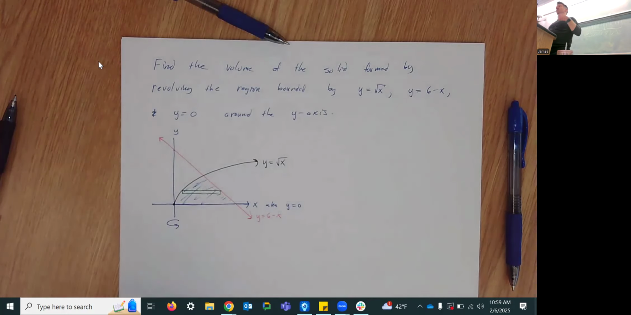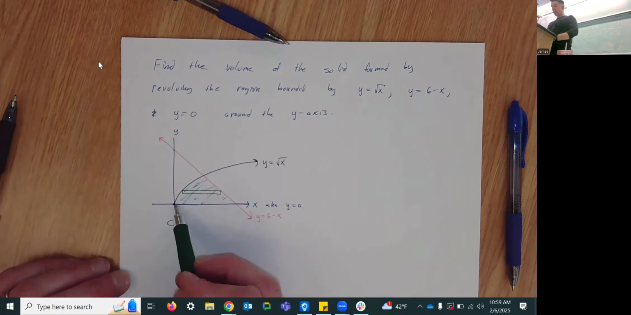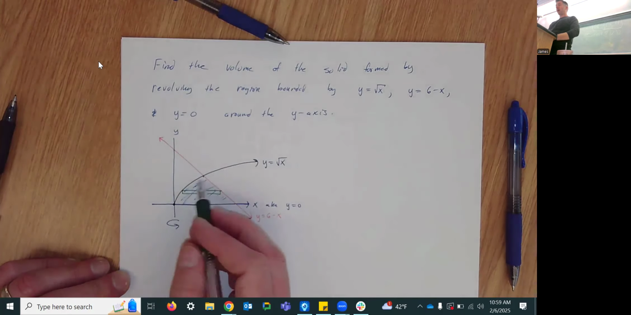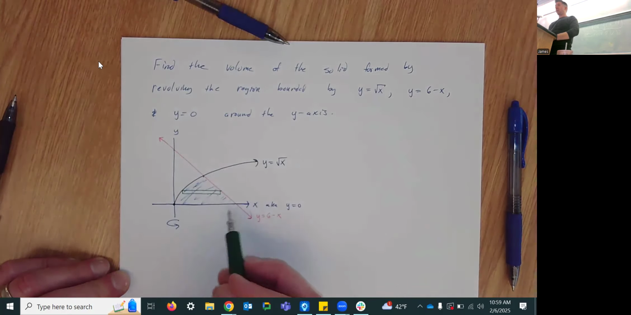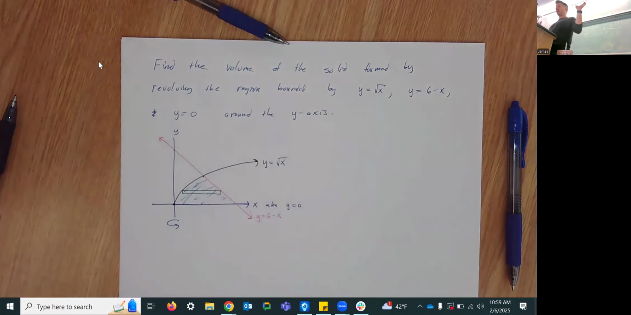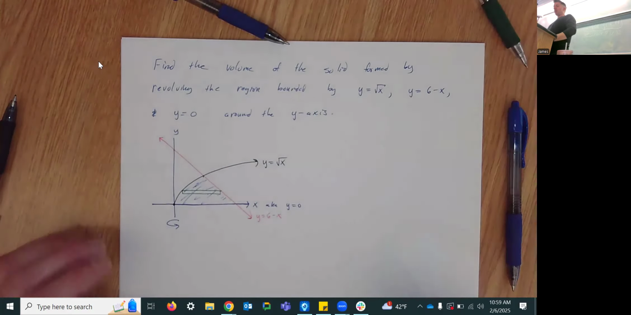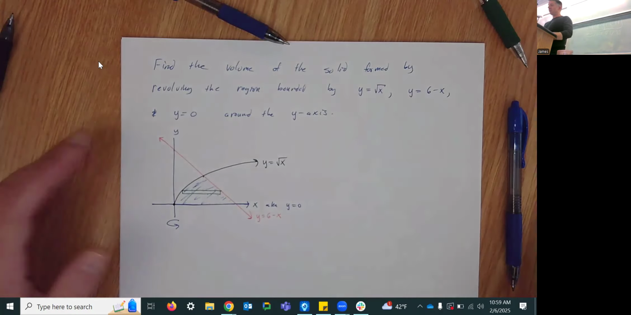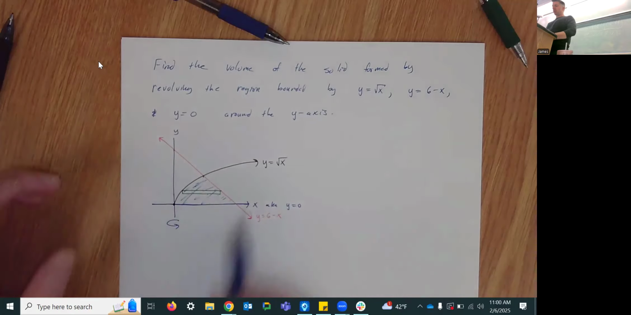I'll also point out that if we went on the x-axis here, how many integrals would we have to use? We have to use 2. Because from there to here, our top function would be y equals root x, but then from here to there, our top function would be y equals 6 minus x. So there's no getting around it. But we're not doing that yet. We'll probably do it the other way too, or at least we'll set it up. We're actually going to do this one.